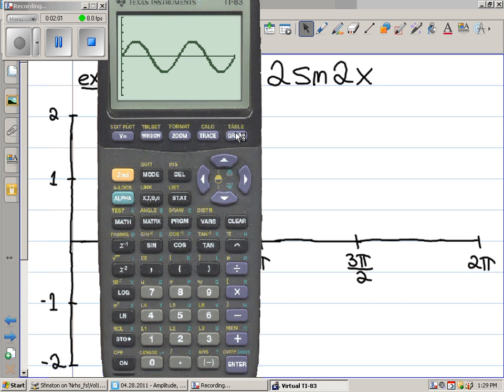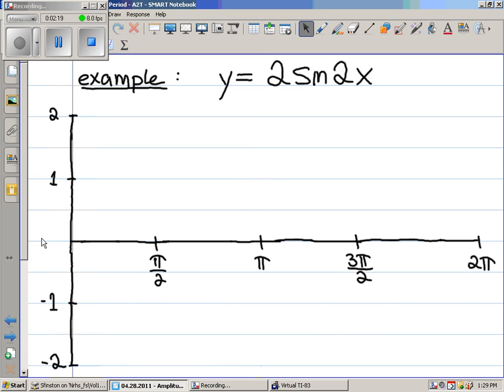The 2 in the front helps determine the amplitude. The 2 in the front means how high does its crest go? How high does it go? What number does it reach up to? And how low does its trough go? -2. So let's graph it up. There were 2 of them.